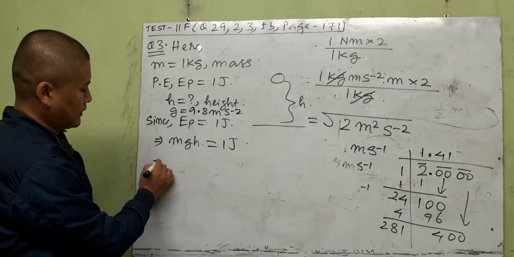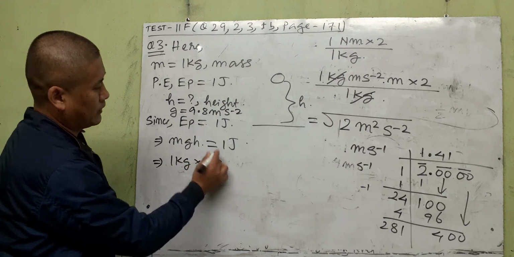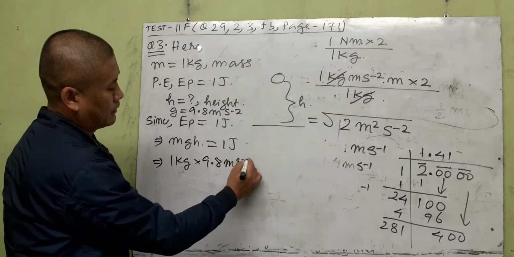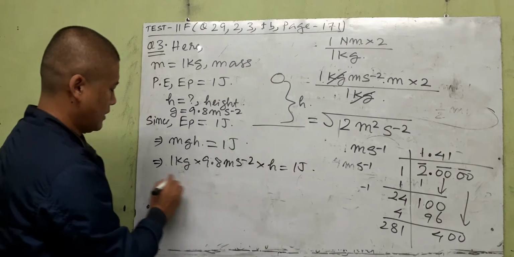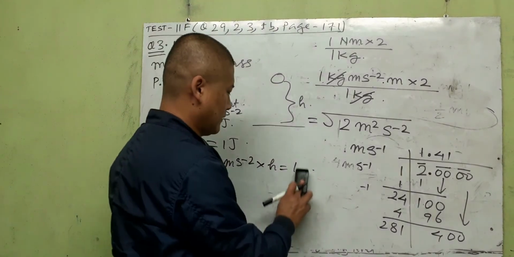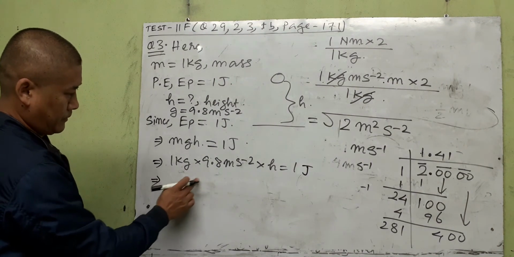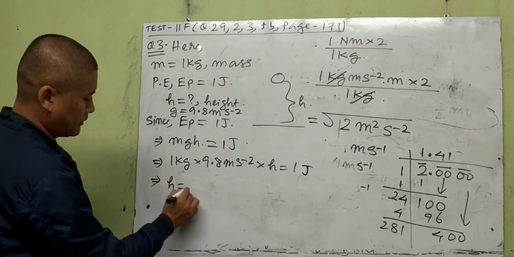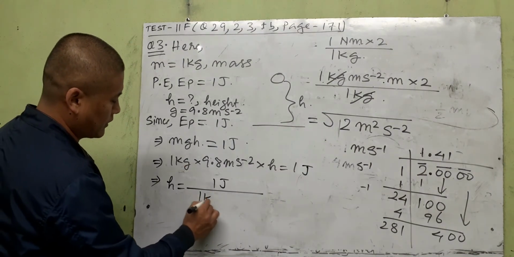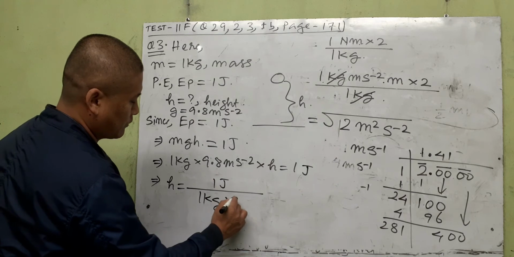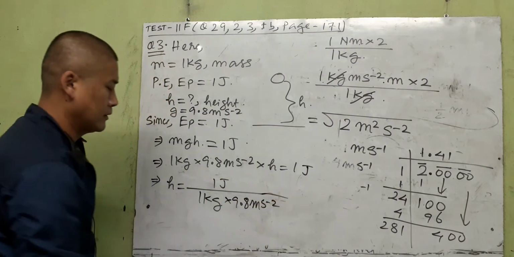So g is there. Now next, m is 1 kg. And g is 9.8, as you can see here, meter per second square, into h is unknown, equal to 1 joule, the same thing. So we write as it is for the right side. Next here, h, just write that, equal to 1 joule here, and 1 kg will come down, 9.8 will come down, meter per second square, like this.